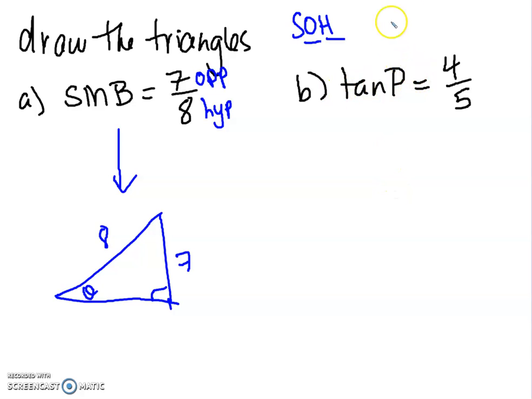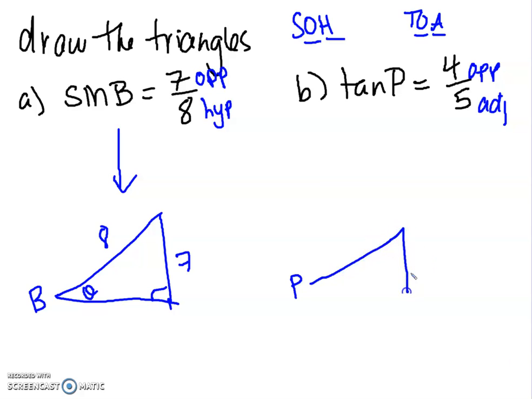Okay? And then tangent, that's TOA, so opposite and adjacent. Okay? So we're going to start with P as the angle here. So P is the angle, and we are looking at the opposite side being 4 and the adjacent side being 5. P is the reference angle, so you could just leave it as P or you could put in a Greek letter, whatever you prefer.